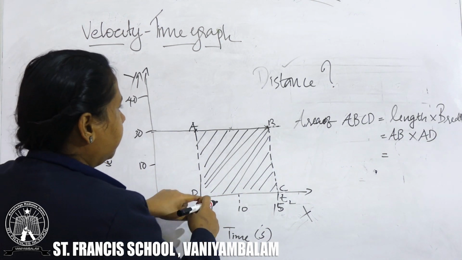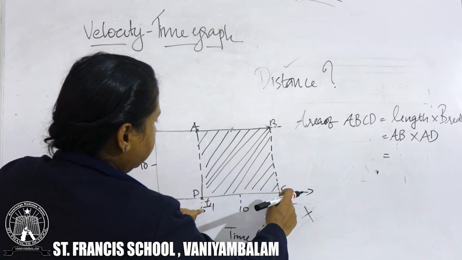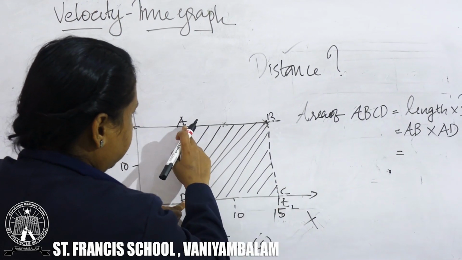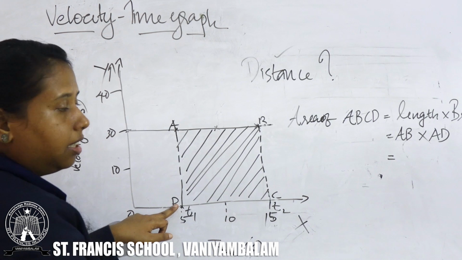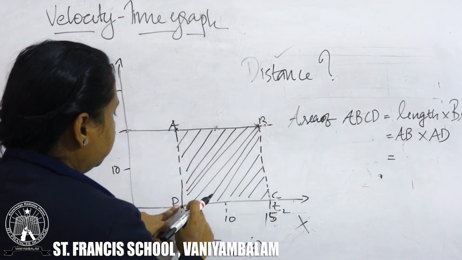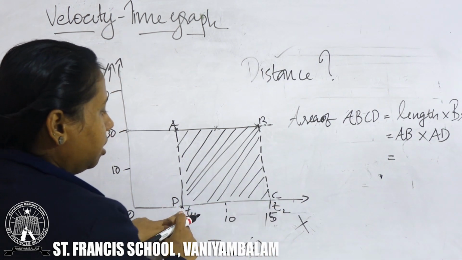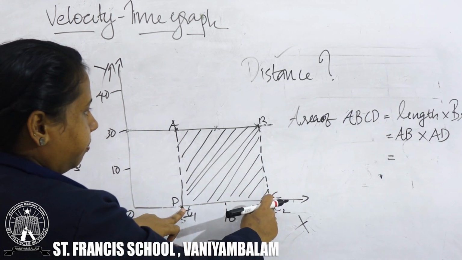I repeat, first of all we have to get the value of AB. AB is equal to DC, isn't it? This length and this length are the same. Why? Because it is a rectangle, so opposite sides are equal. So AB is equal to DC. What is DC? T2 minus T1, this difference.